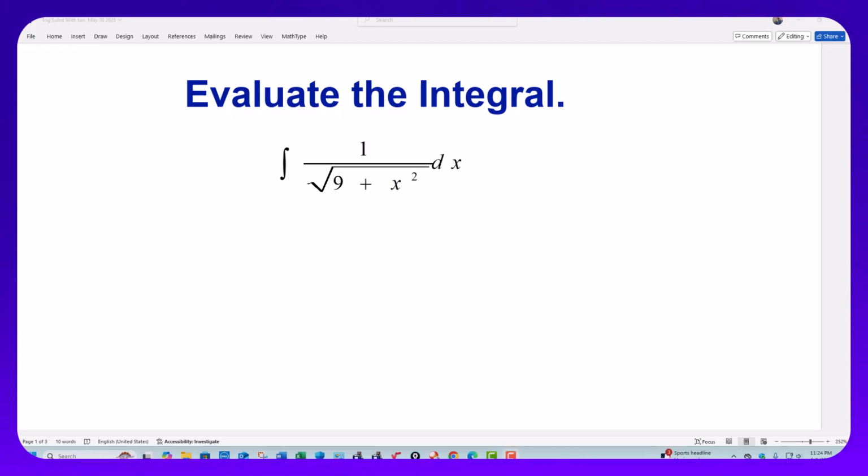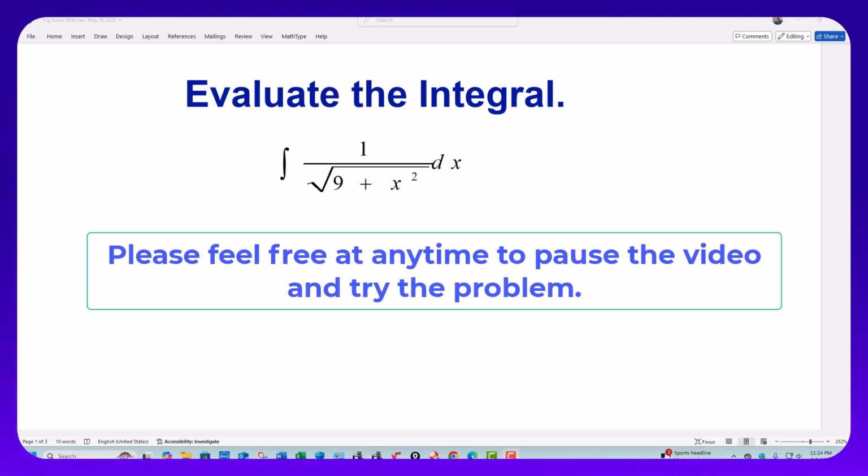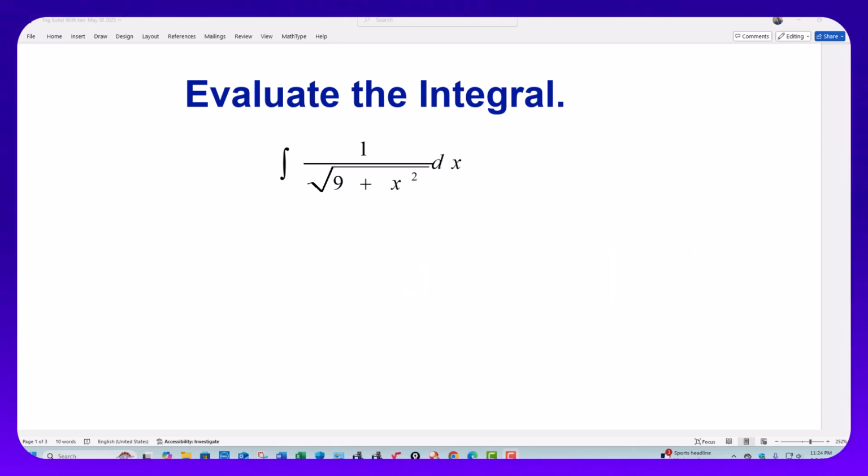In this video, we're going to evaluate the integral of 1 over the square root of 9 plus x squared. We've done a couple of others where it was a 9 minus x squared in the radicand, and another one where it was x squared minus 9 in the radicand, just trying to illustrate the different trig substitutions that you can use. I put a link to those others in the description in case you want to refer to them.